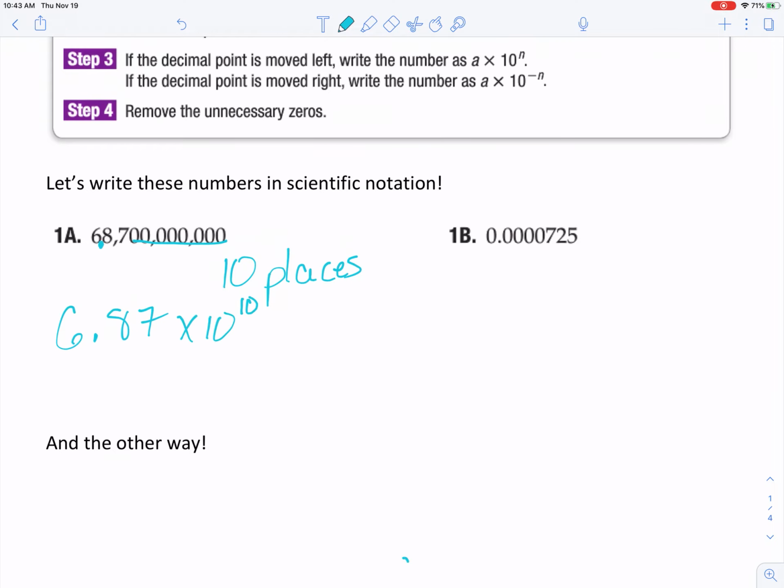If it is a little number, you'll use a negative exponent. So here I want to move the decimal point to there. So that's 1, 2, 3, 4, 5 places. Since I'm making it a small number, that's going to be a negative exponent. 10 to the negative 5th, and it'll be 7.25.